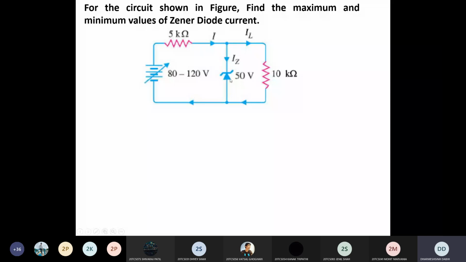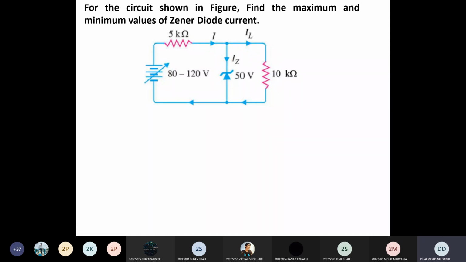So in this circuit, your Zener diode is in which state? On or off state? Yes, on state. Why is it in the on state? Because your supply voltage varies between 80 to 120. So the minimum supply voltage, which is 80, is more than the Zener voltage. Clear? So your Zener diode will always be on for this range of supply voltage, 80 to 120. Clear?